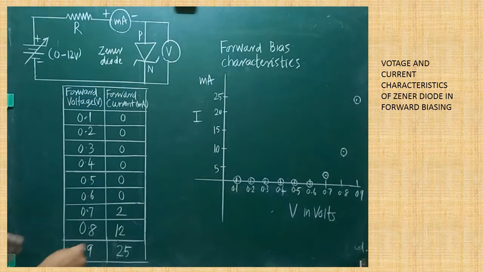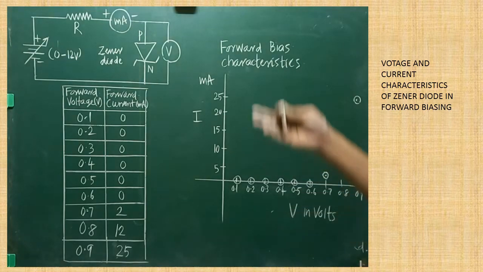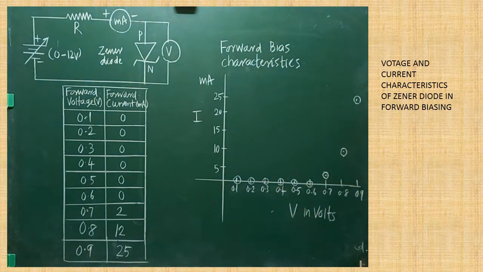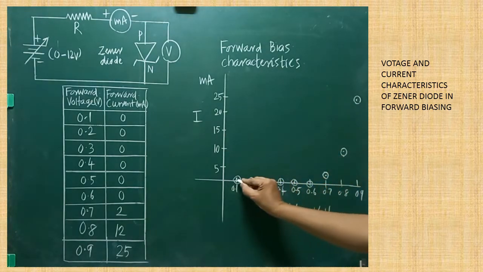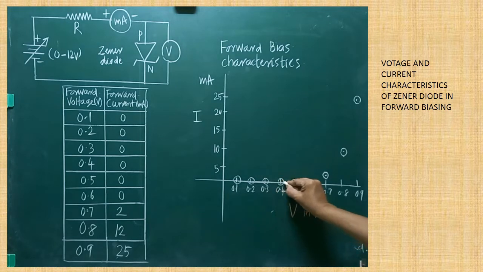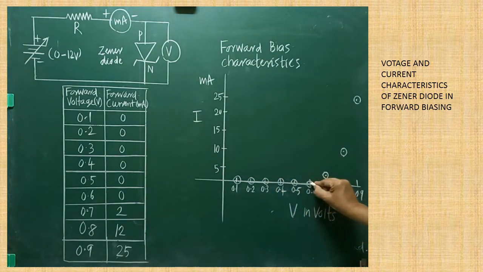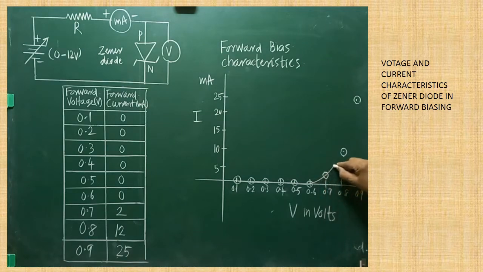Now all the values are tabulated and we have to take a graph sheet. With the help of the graph sheet, we are going to draw the forward bias characteristics of the Zener diode. Already the values are plotted, just to save time. I am going to connect the points which are already plotted. Look here. At 0.7, the current starts increasing, current starts flowing. Now if all the points are connected, you will get a graph like this.